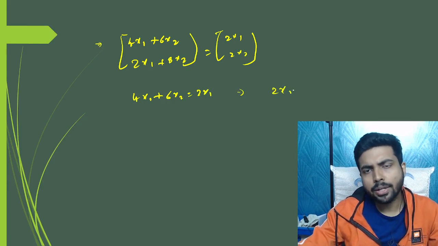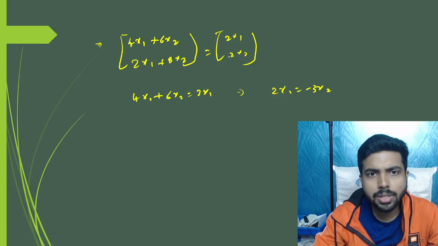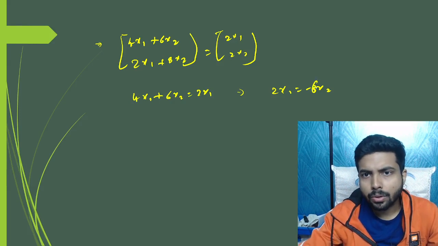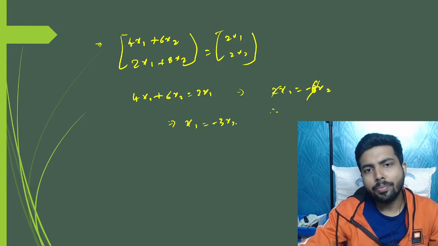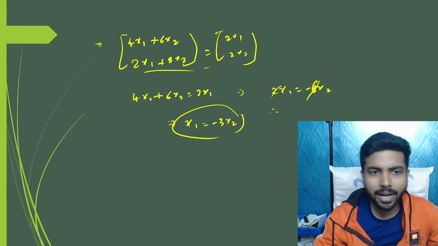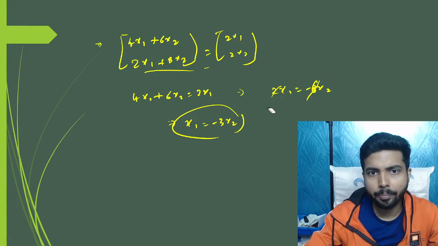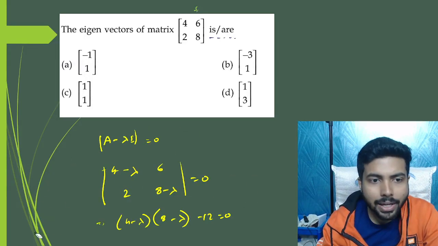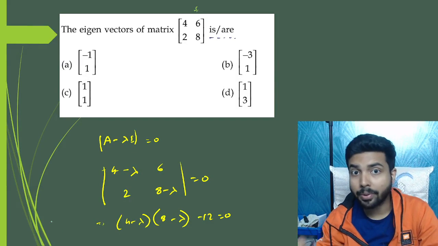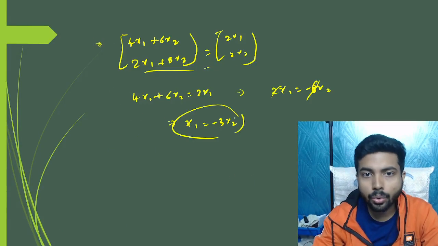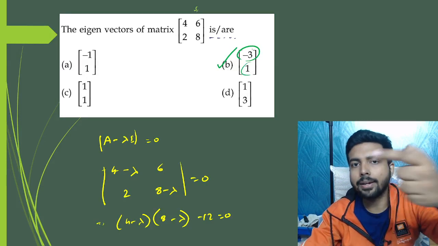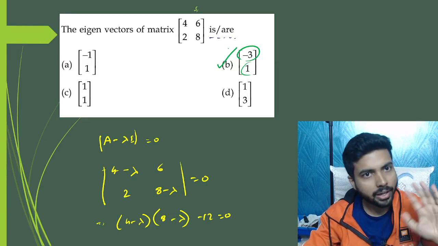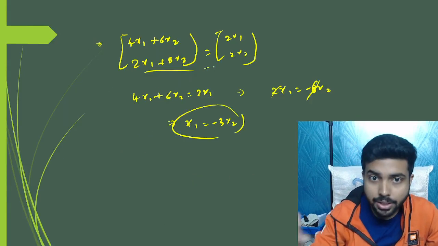That is your 2x1 is equal to minus 6x2, sorry. So you are getting x1 is equal to minus 3x2. From the next also you will get the same thing. मतलब किसी एक को compare करो. So which particular eigenvector is giving you this particular thing that x1 is equal to minus 3x2? देखो option B, x1 is equal to minus 3x2. So one of the eigenvectors you have got, that is option B. Now let's search for the other one.